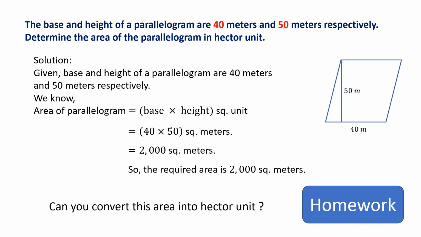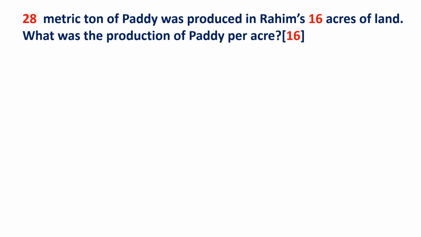Okay students, let us jump forward to our next question. As you can see, this one is also an area problem, because you can see 16 acres. Acre is a unit for area, right? A unit for measuring area, like hectares, like square hectometers, like square meters. Acre is also a unit of area.